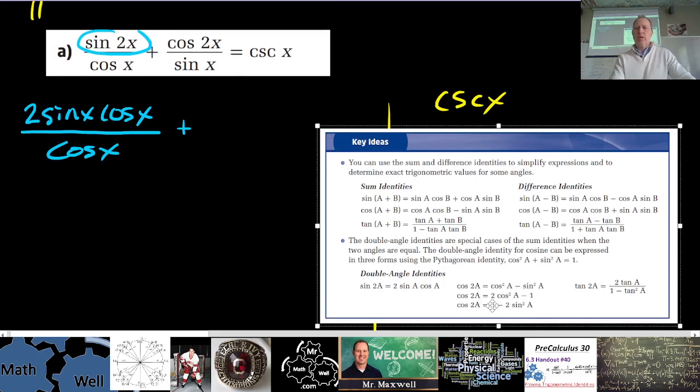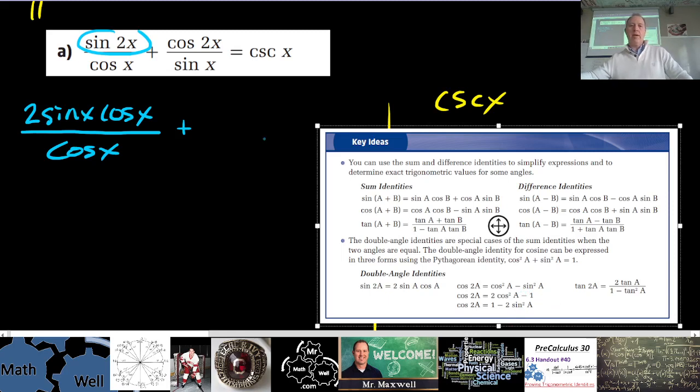So what do you guys think? Which one should we choose to replace here? There might be one that makes things a little simpler 2 or 3 steps down the road, but you don't know that a lot of times. So we could probably pick either one. Which one do you like? Do you want the 1 minus 2 sine squared x, or do you want the cos squared minus sine squared one?